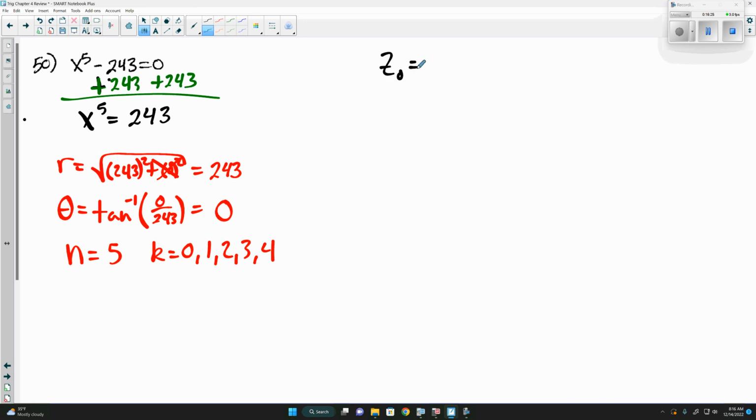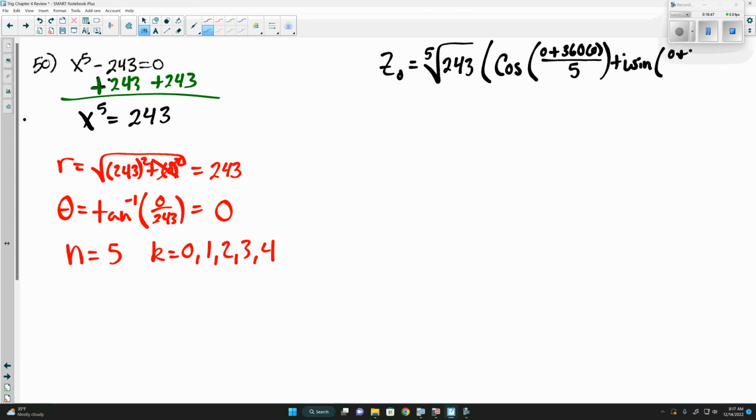Z sub 0. So we have the nth root of r. Well, that'd be the 5th root of 243, times cosine of 0 plus 360 times 0 over n, so n is 5, plus I sine of 0 plus 360 times 0 over 5.